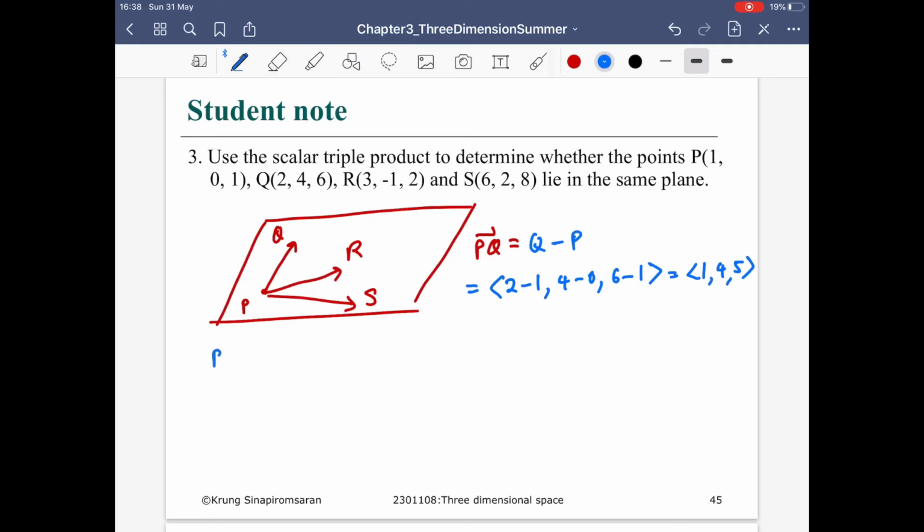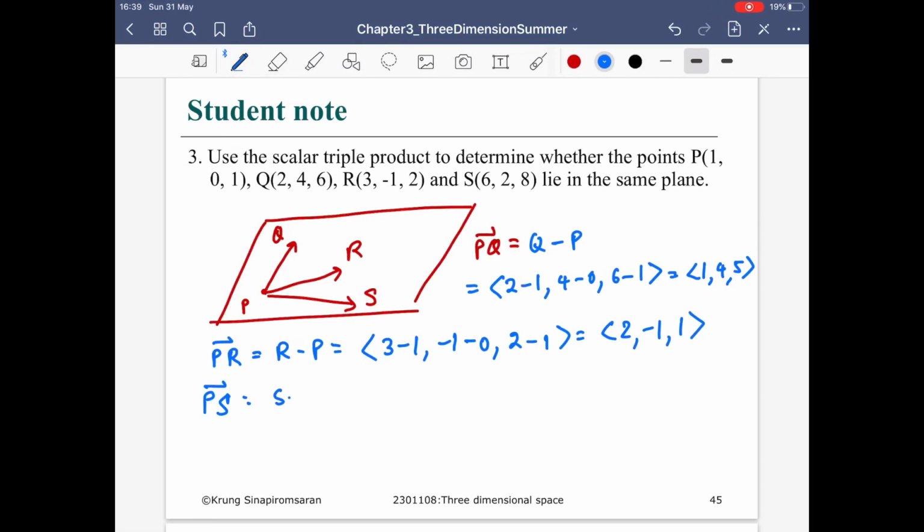How about your PR? Your PR is R minus P. So your R is 3 and the P is 1, -1 and 0, and then 2 and 1. So you got 2, -1, 1. And your PS will be S minus P. So your S is 6 and 1, 2 and 0, 8 and 1. You got 5, 2, 7.